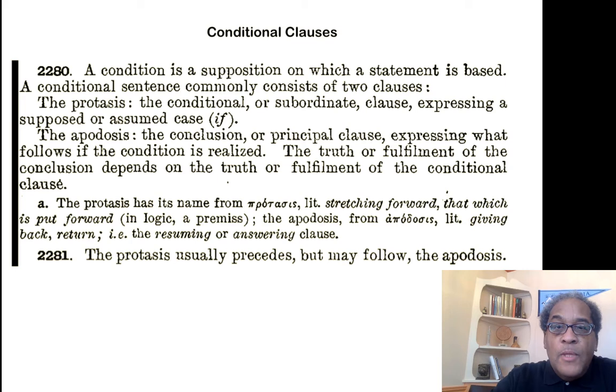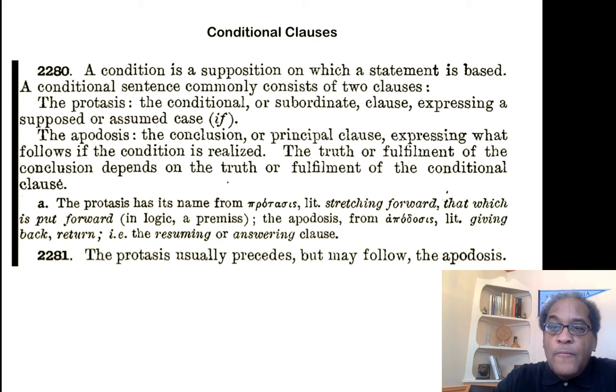A condition is a supposition on which a statement is based. A conditional sentence commonly consists of two clauses. The protasis, that is, the conditional or subordinate clause expressing a supposed or assumed case, the marker for which is "if," and then the apodosis, the conclusion or principal clause expressing what follows if the condition is realized.